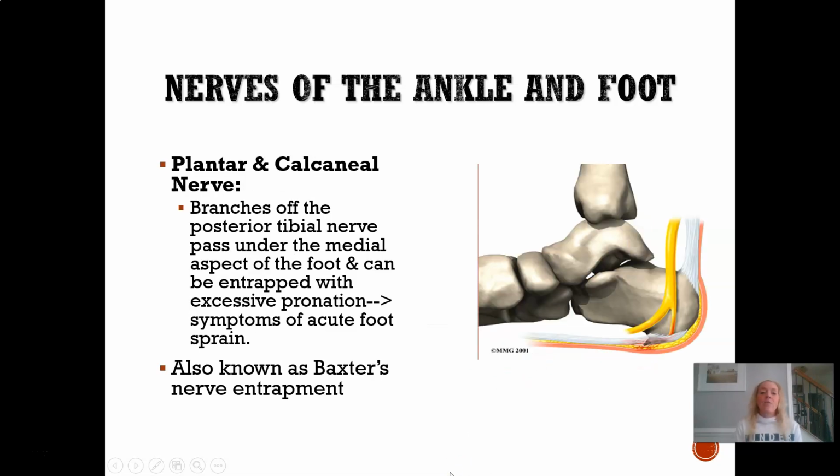The plantar and calcaneal nerves are further branches off the posterior tibial nerve. They go under the medial aspect of the foot and up into the arch of the foot. They can become entrapped with excessive pronation. So again, think about the position of the foot and the ankle when the foot is overly pronated. Those arches are falling. They're coming more medially. And so now we're putting more pressure down on these medial nerves. If these nerves get trapped, again, these are further branches of the posterior tibial nerve, this is known as Baxter's nerve entrapment.